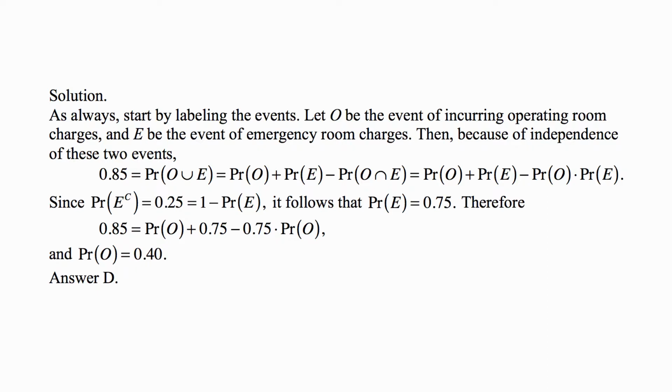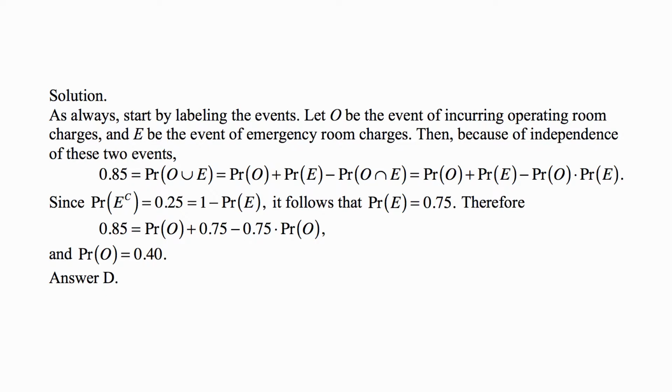And because they're independent, the probability of O intersection E is probability of O times probability of E. But probability of E complement is given as 0.25, and that's 1 minus probability of E. So probability of E is 0.75. So that's what we are given. And we are looking for probability of O.